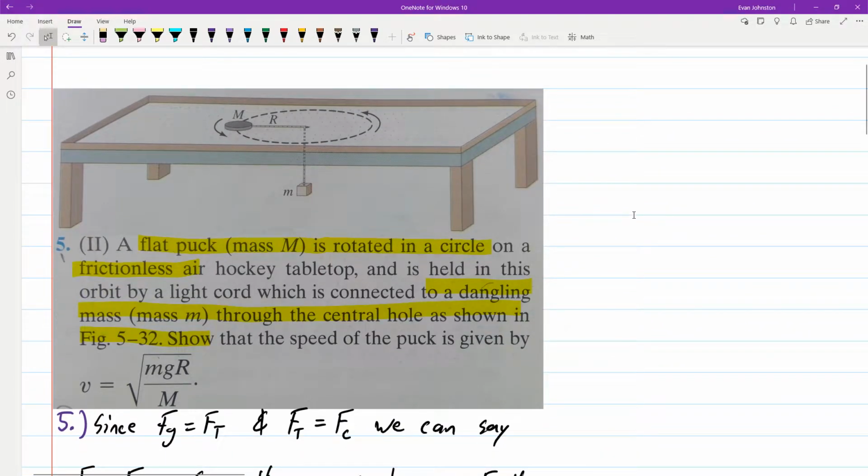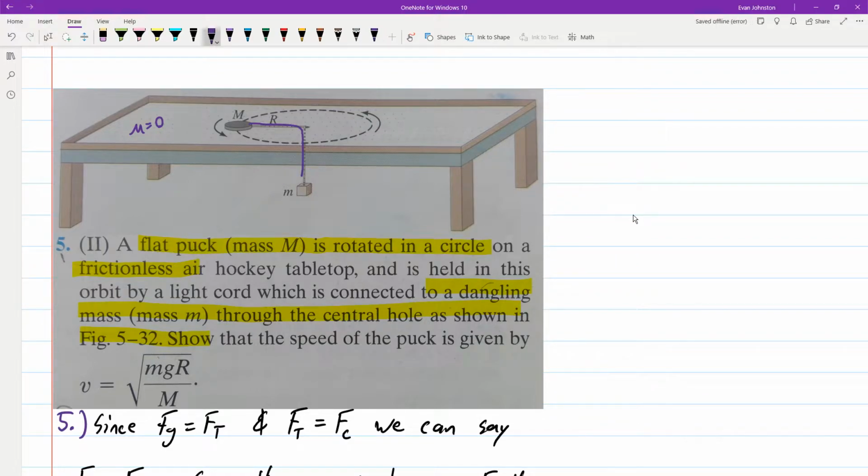We're told that we have a flat puck of mass capital M, going in a circle, so it looks kind of like an oval here. We're just looking at it from a skewed perspective on a frictionless air hockey table, so that's pretty nice. Mu is 0. It's held in this orbit by a light cord, which is connected to a dangling mass, little m. So here's our little m, and here's the cord.